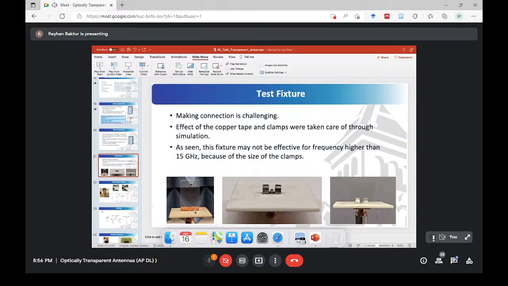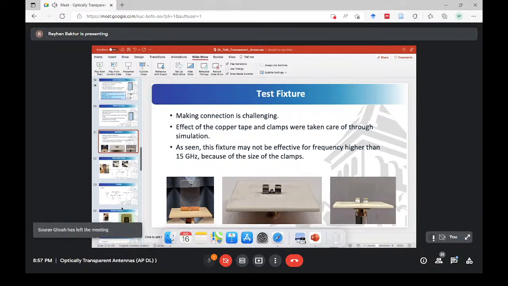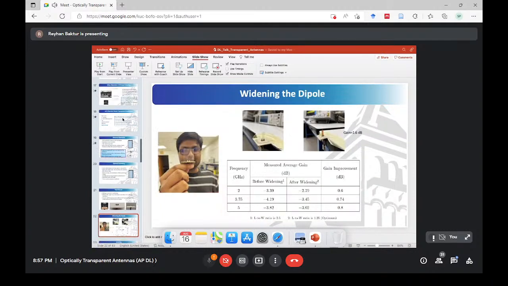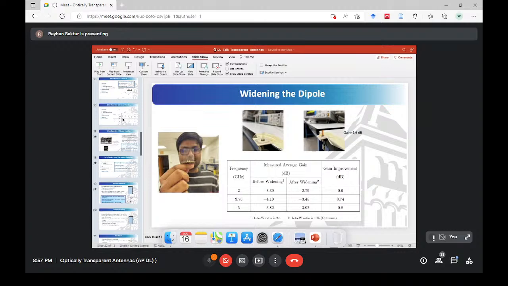As you can see here, previously, before we had a connection, we even just cut a small piece of copper tape to give a connection, right? So for any transparent conductive material, making a connection is hard because, as I have shown, let's see, where did I show that?